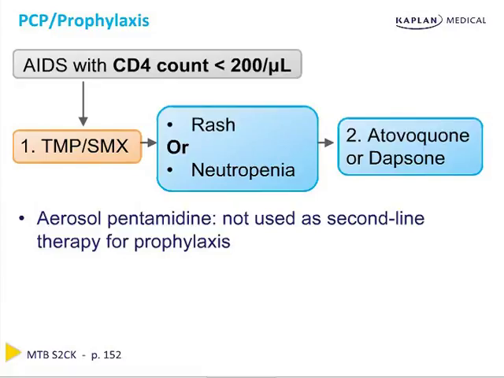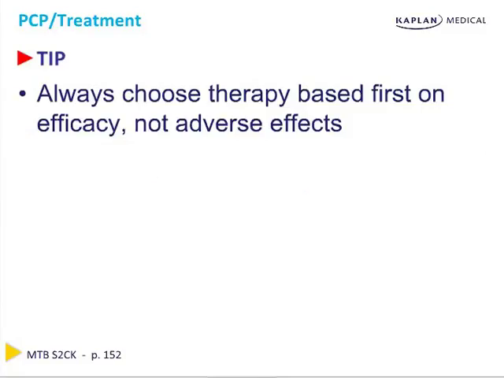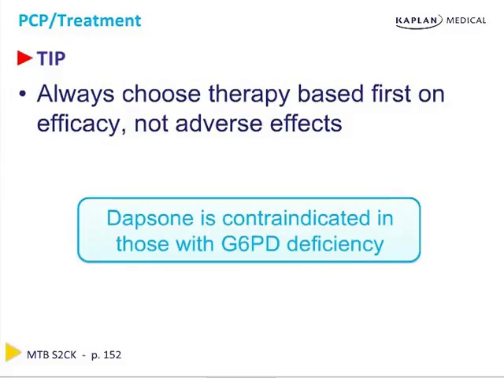It's not used as second-line therapy for prophylaxis. It's really more of a third line. This is because it's less efficacious than either atovaquone or dapsone. Remember, you should always choose therapy based on the efficacy, not necessarily on the adverse effects. Dapsone is contraindicated in patients with G6PD deficiency.